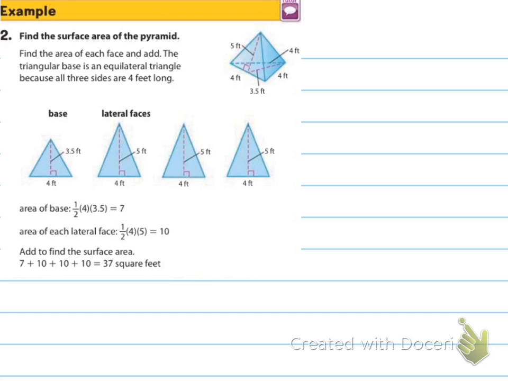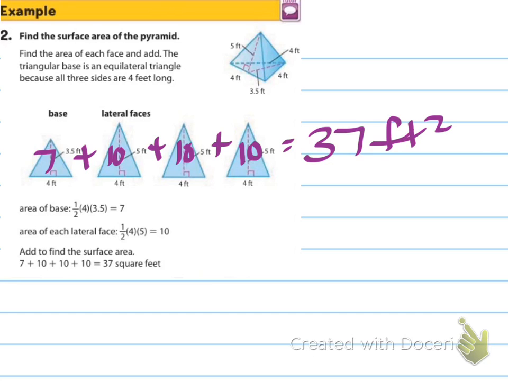So we know that the sides are each going to be 10 feet squared, and that the base has 7 feet squared. And so we just add all of these together, and we get our final answer, which is 37 feet squared. All right.